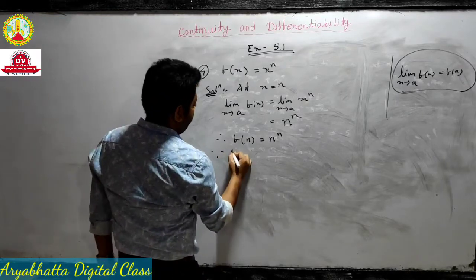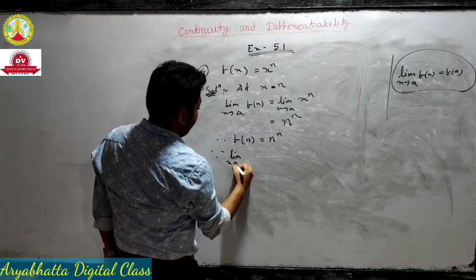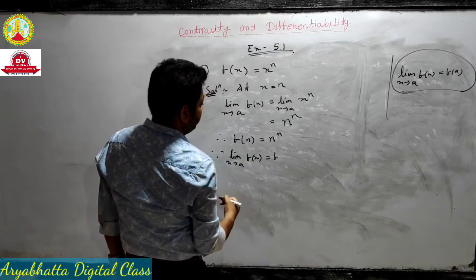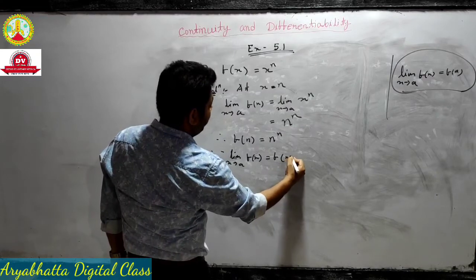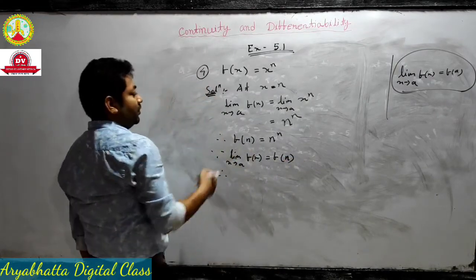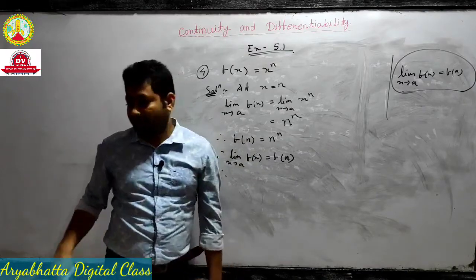Since limit x tends to n, f of x is equal to f of n, therefore, f of x is continuous at x equal to n.